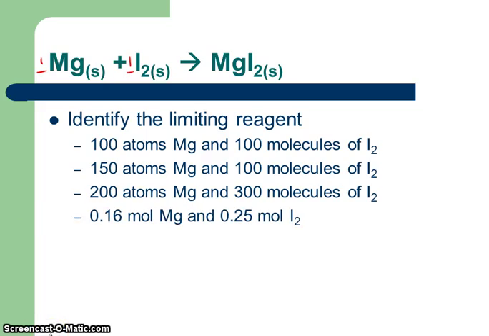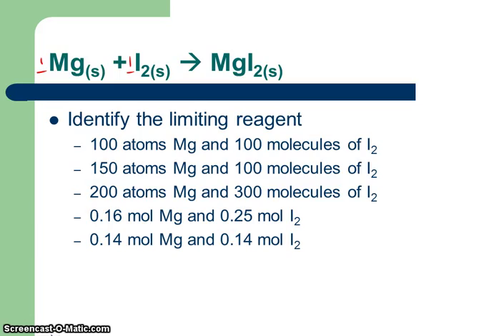Well, now let's look at moles. Our balanced equation is also a mole ratio. So if we have 0.16 moles of magnesium reacting with 0.25 moles of iodine, and the balanced equation tells us it's a 1-to-1 ratio, all 0.16 moles of magnesium will react with 0.16 moles of iodine, leaving us with an excess of 0.09 moles of iodine. So magnesium's our limiting reagent and iodine is our excess.